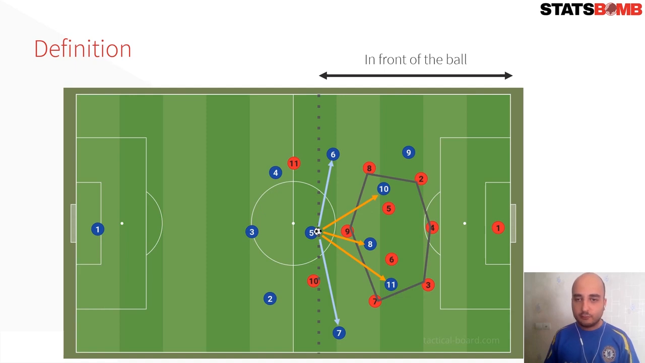If in this passing moment the ball ends up in the opponent's convex hull that we have drawn here, we call it a penetrative pass. And the condition is that there should be at least a blue player inside the convex hull to receive the ball. So this moment is a potential penetrative pass, and if the ball ends up in the convex hull, it becomes an actual penetrative pass.